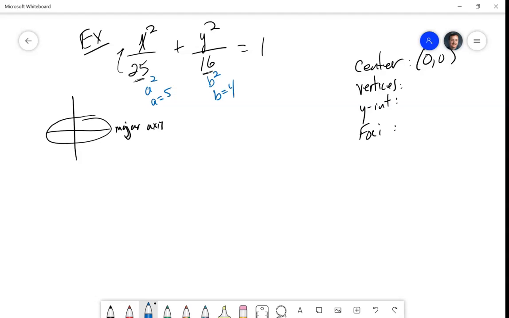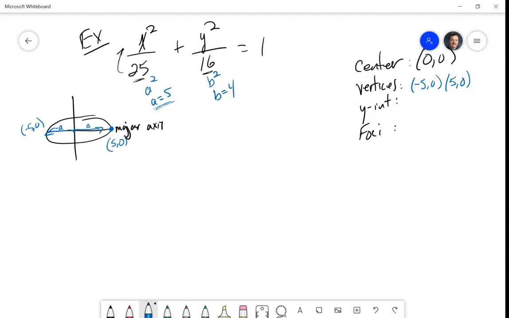So thinking on that, remember that a is the distance out from the center on the major axis. So here's my center. A is going to be the distance out on my major axis, so this would be out this direction, and this direction, a distance of a. And if that's true, then the coordinates of this vertex would be, a is 5, so that would be 5, 0. Also over here would be negative 5, 0. So there are my two vertices, negative 5, 0, and 5, 0.